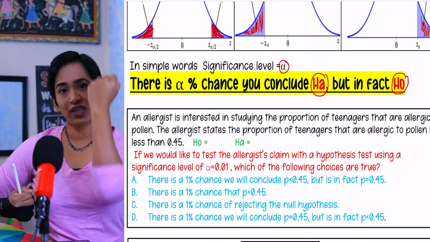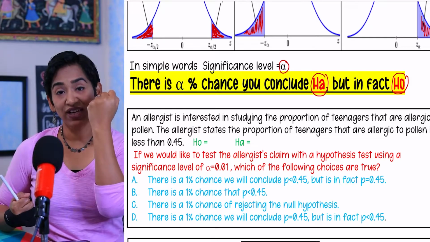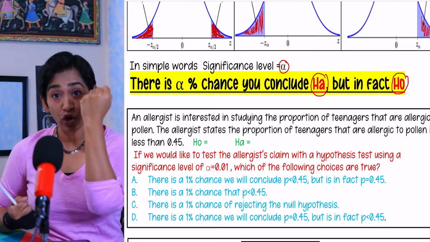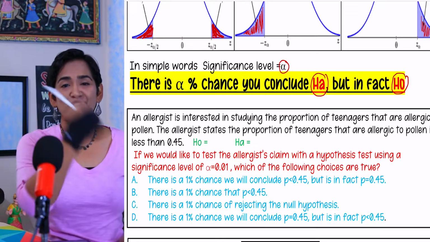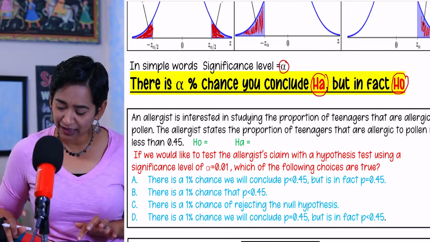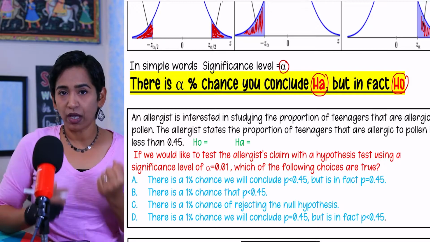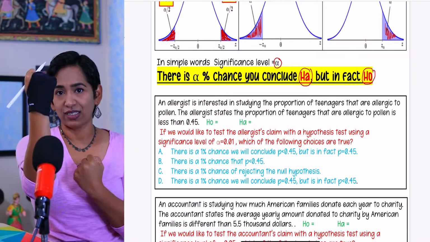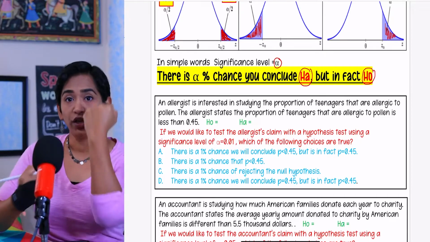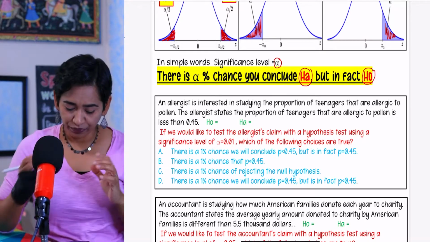So what am I left with? HA. So significance level is you conclude your HA is true, but in fact your H naught should be true. Okay, now let's go ahead and take a look at the problem. Always keep in mind your H naught is true, but significance level is instead of taking H naught, you say your HA is true. All right.